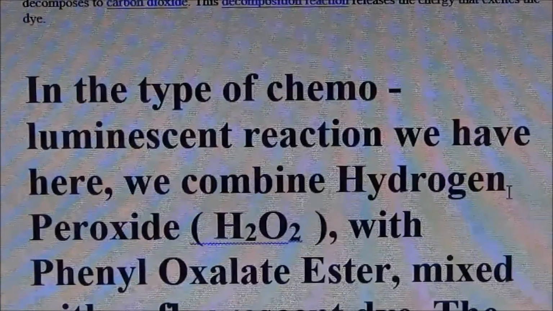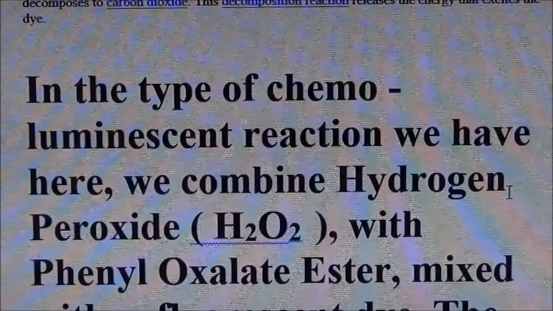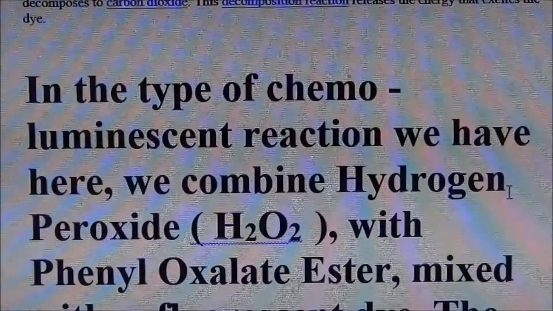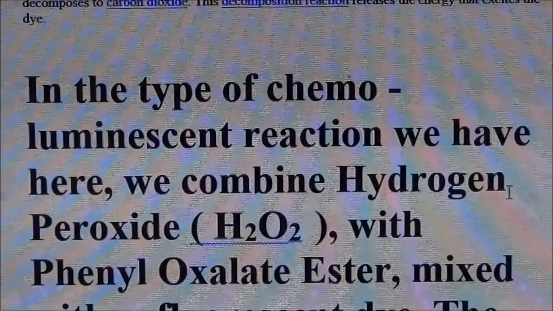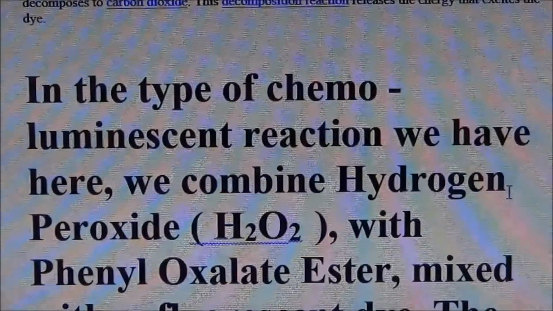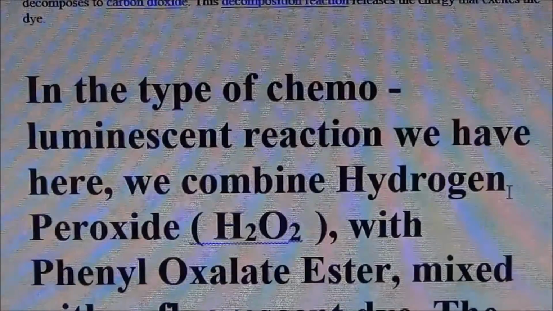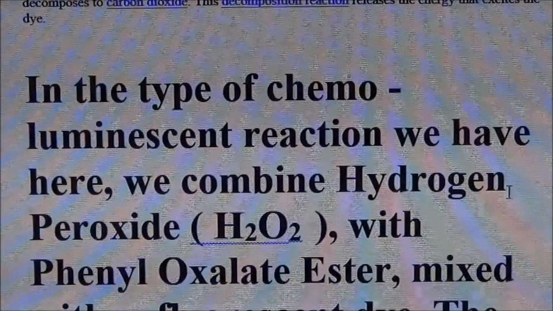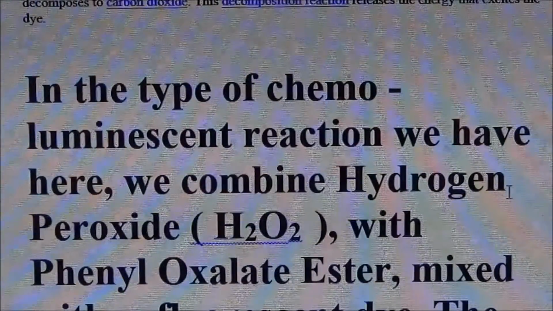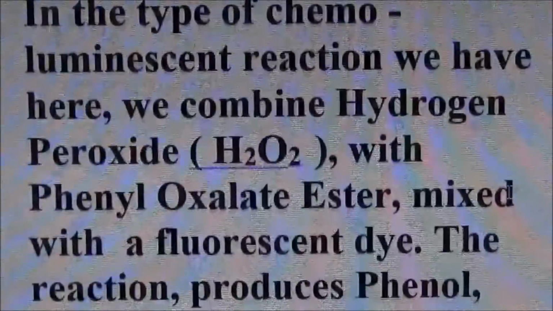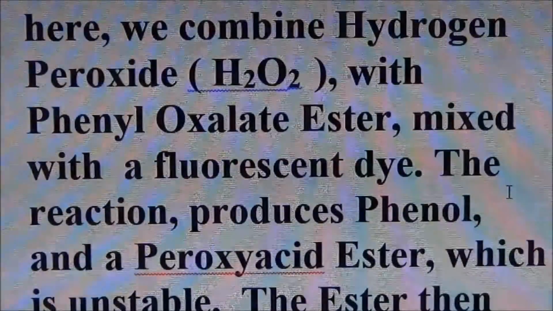Welcome to a demonstration in chemoluminescence. That is when chemical reactions occur that give off energy, but not in the form of heat, but in the form of light. In the type of chemoluminescent reaction we have here, we will be combining hydrogen peroxide, H2O2, with phenyl oxalate ester, mixed with a fluorescent dye.